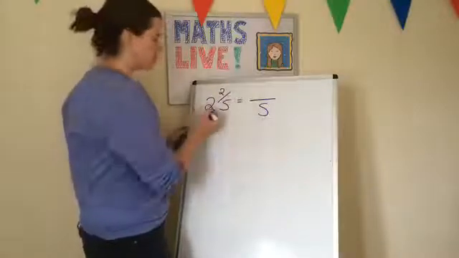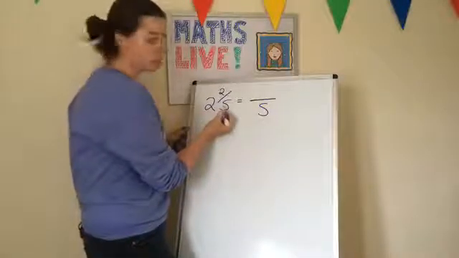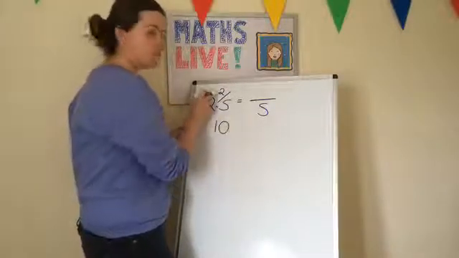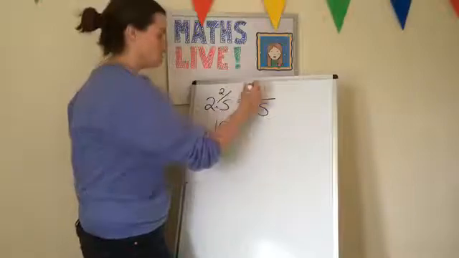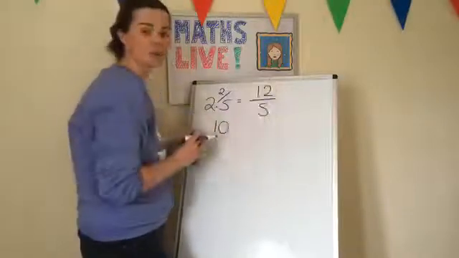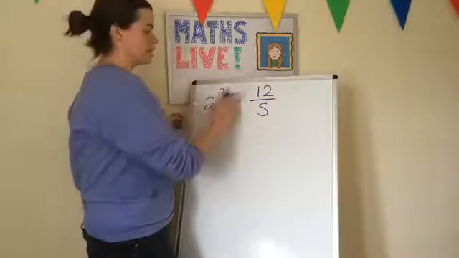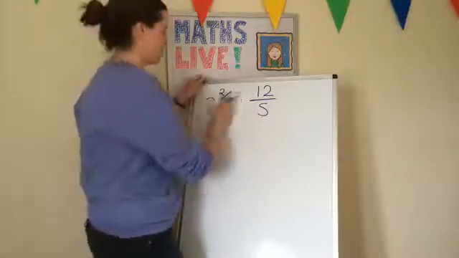Quickest way to do it is multiply my whole number by the denominator. So that's 2 times 5, which is 10. Add the number that's in the numerator, which is 2. So that is 12 over 5. So 2 2/5 is the same as 12 over 5.